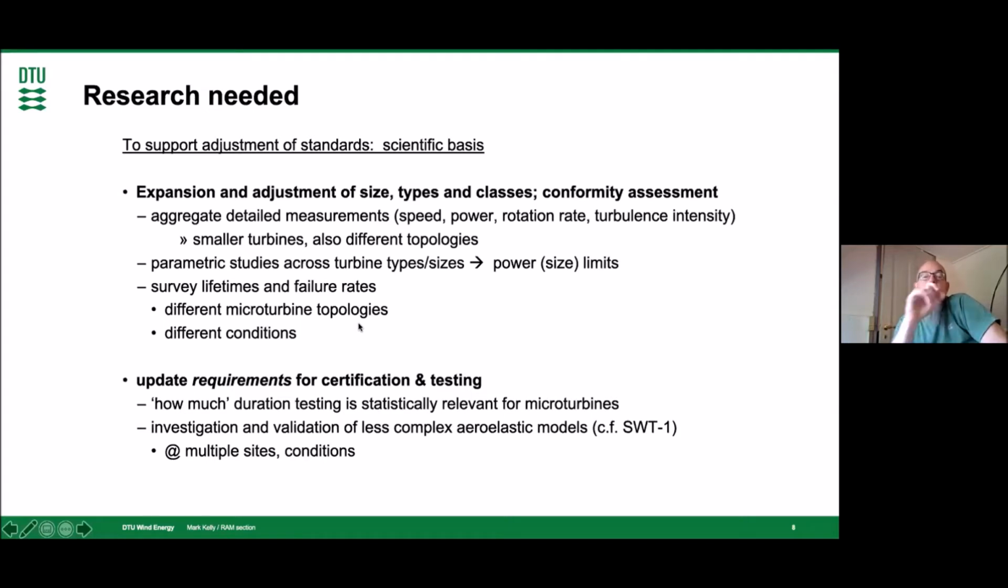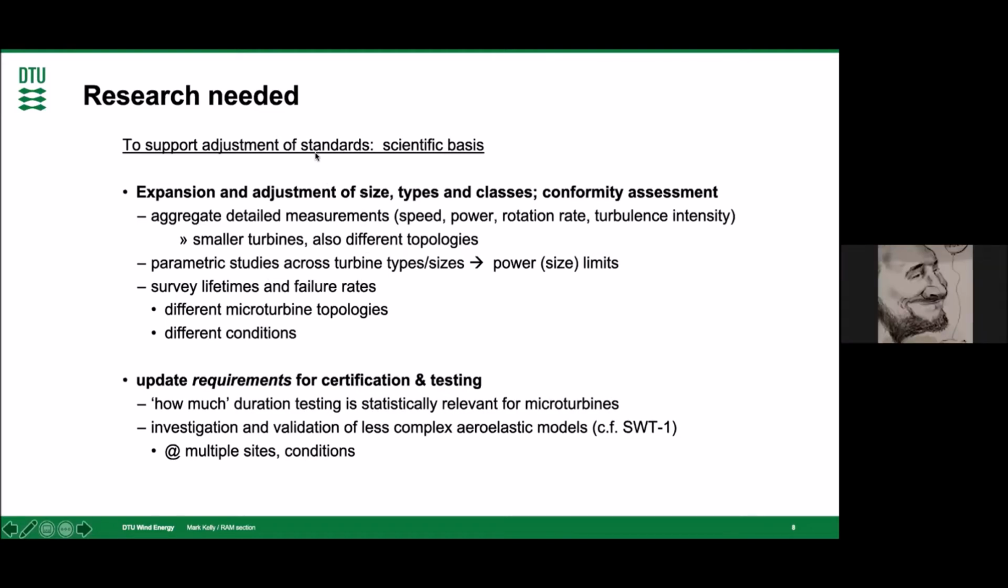So what research is needed? There's a few things. Following along that table I showed earlier in the report, we have research needed for each thing. So I'll go through the main points here.